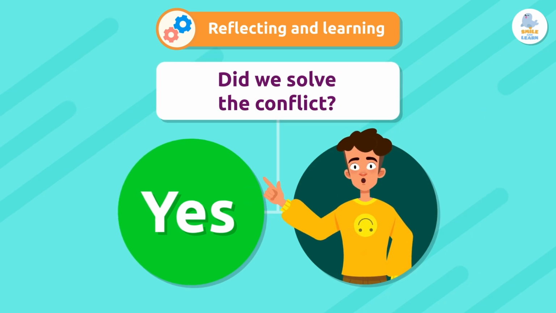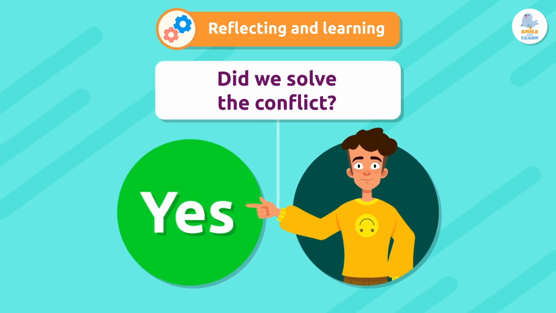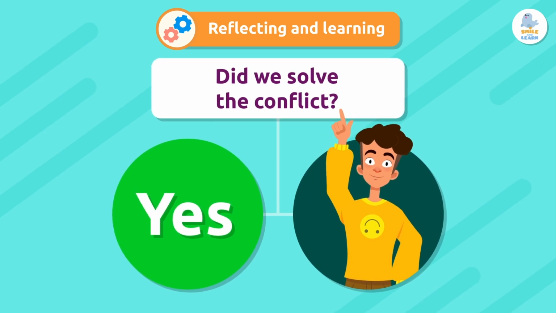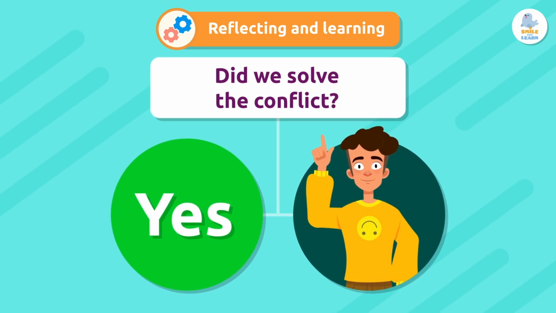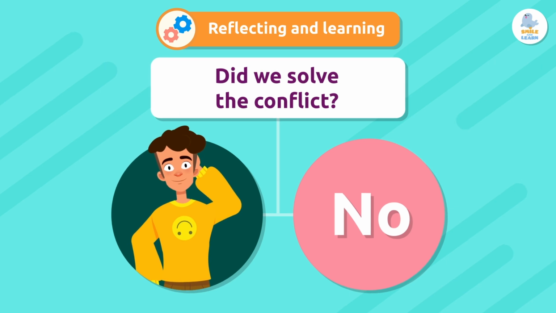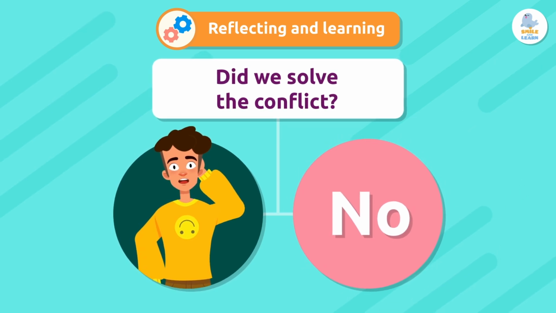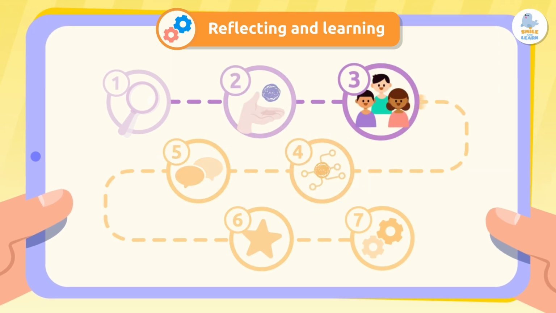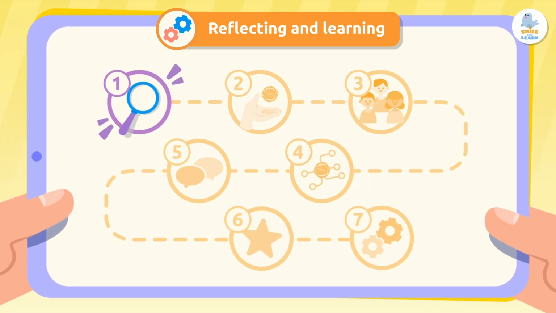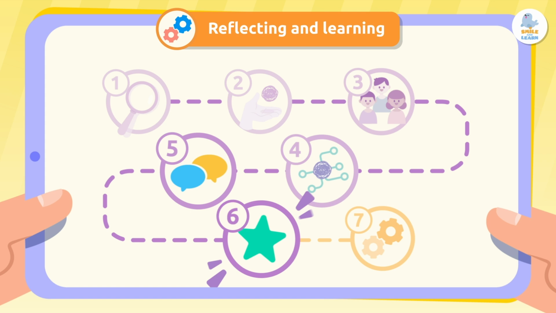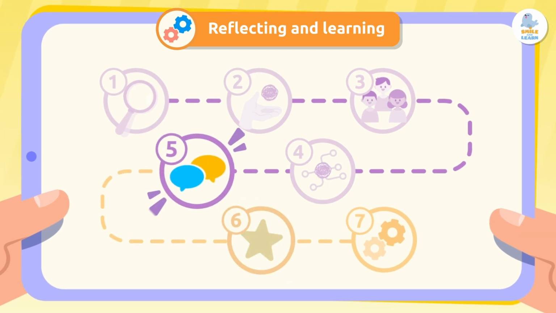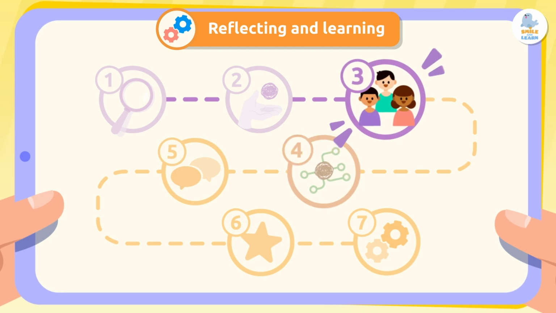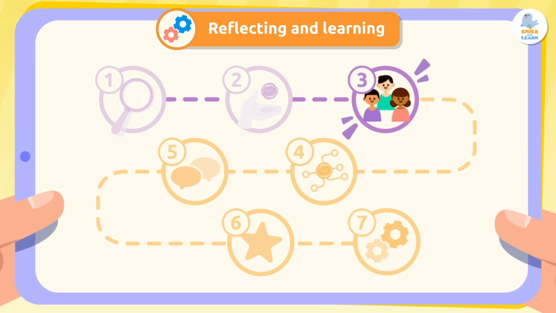If the answer to the last question is yes, great! We solved the conflict assertively. If our answer is no, we may need to go back to some of the previous steps and see what we can do to better achieve this. Maybe there was an idea we didn't consider, we didn't value another person's perspective, or maybe we need to look at the situation from a different point of view.